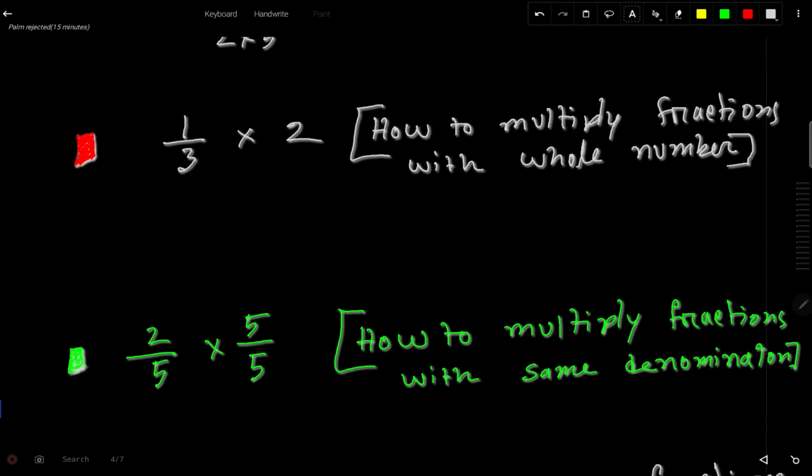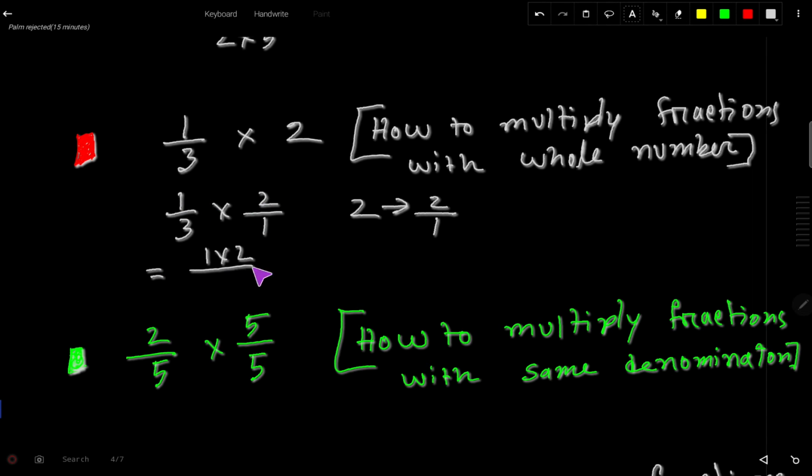Okay, let us consider this. How to multiply a fraction with a whole number. This is a whole number. We can rewrite this whole number as 2 over 1, right? The value of 2 over 1 and 2 is similar. So 1 by 3 times 2 over 1. Now we have to multiply top to top and bottom to bottom. So we are getting here 2 over 3.